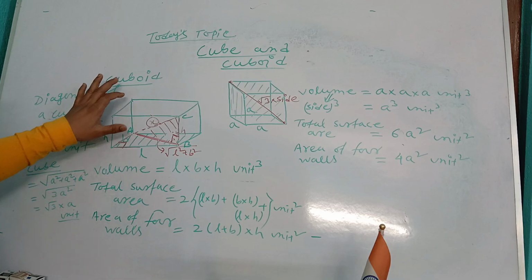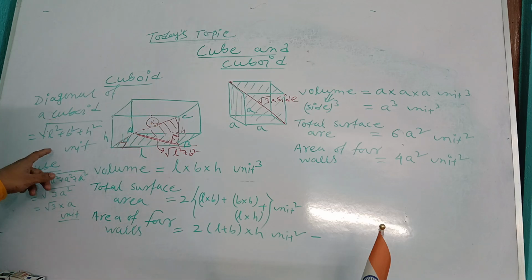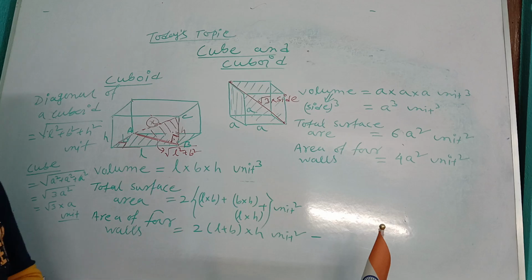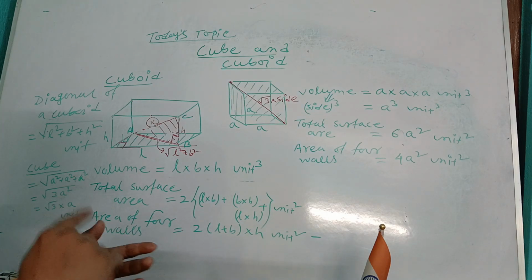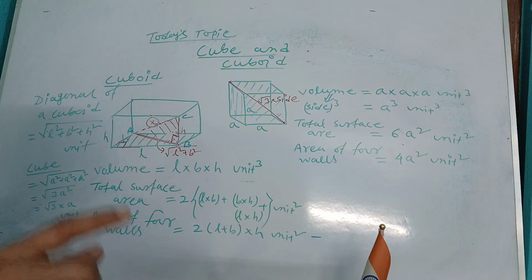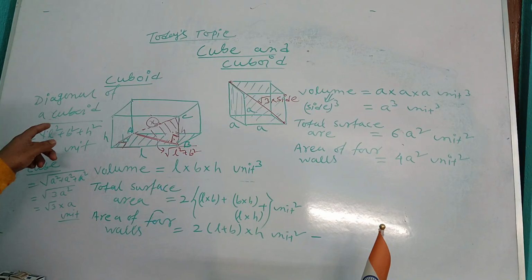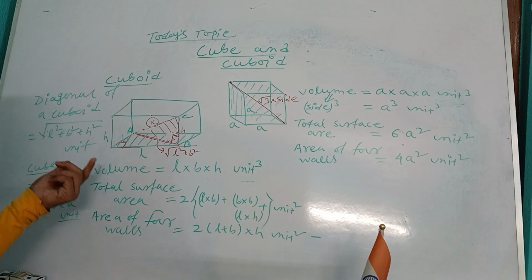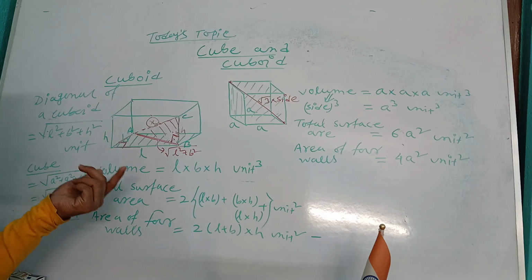Just remember how to find the diagonal of a cuboid. It is under root L square plus B square plus H square. And say, it is only a unit, maybe meter, maybe centimeter.